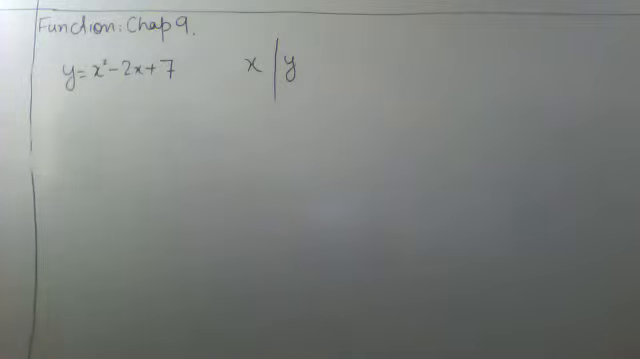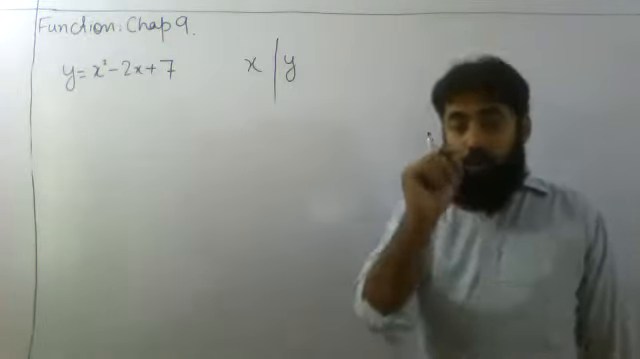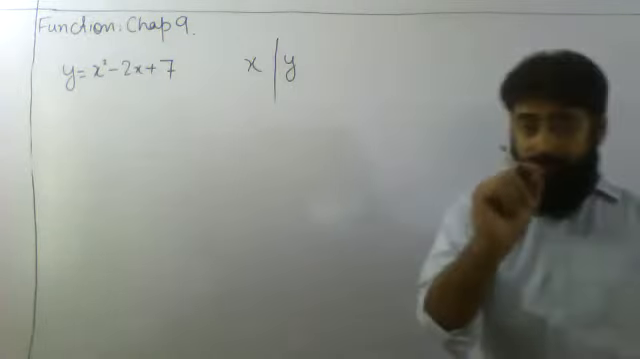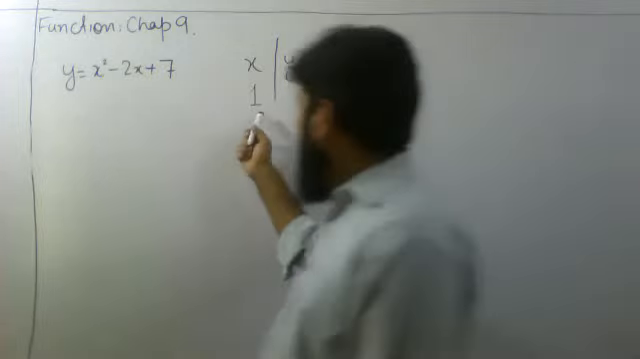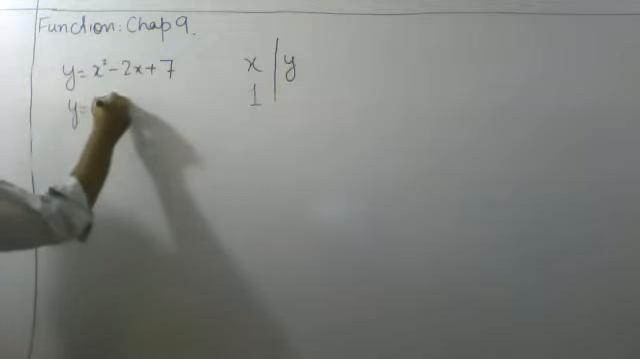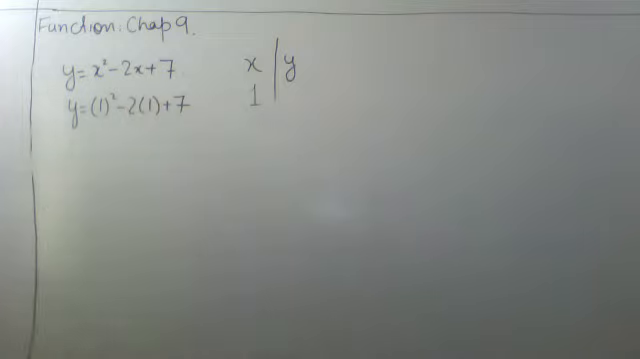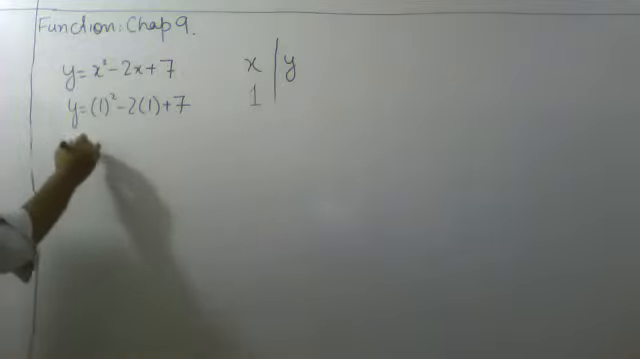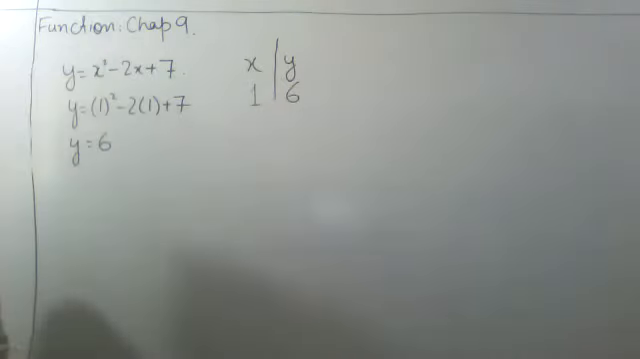So, for instance, let's put the value of x as 1. When I plot the value of x equals 1 over here, y equals 1 whole square minus 2 into 1 plus 7, so y equals 1 minus 2 plus 7, and the result will be 6.